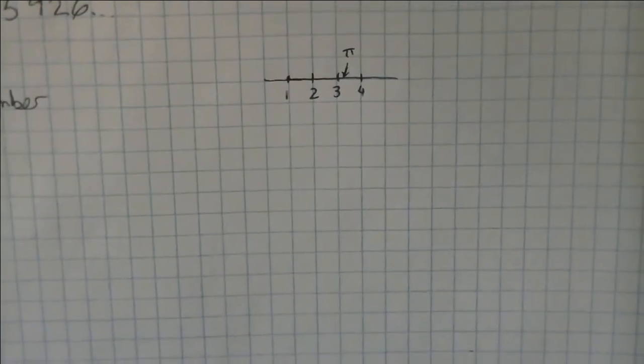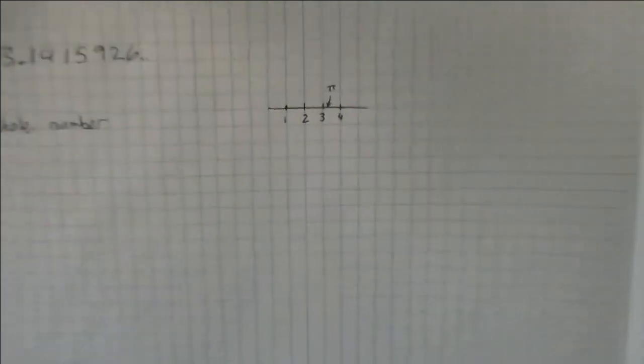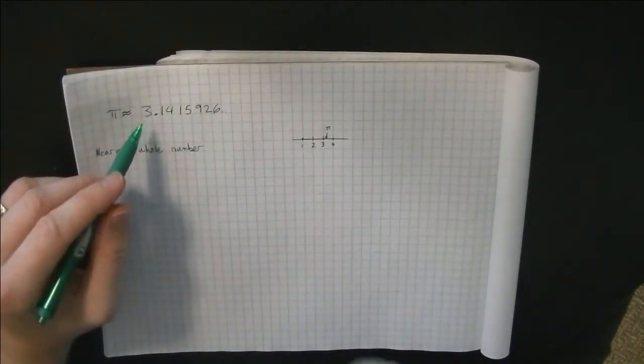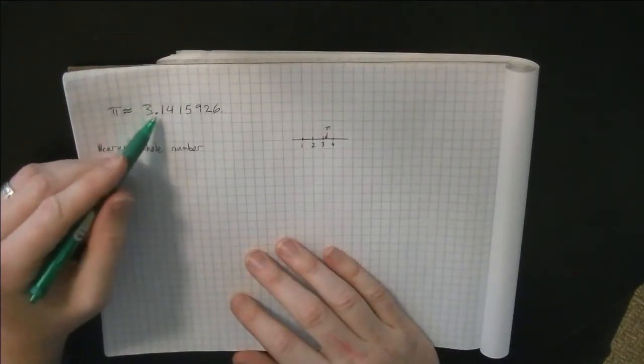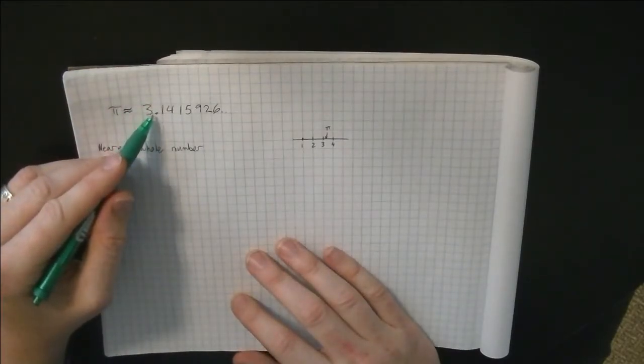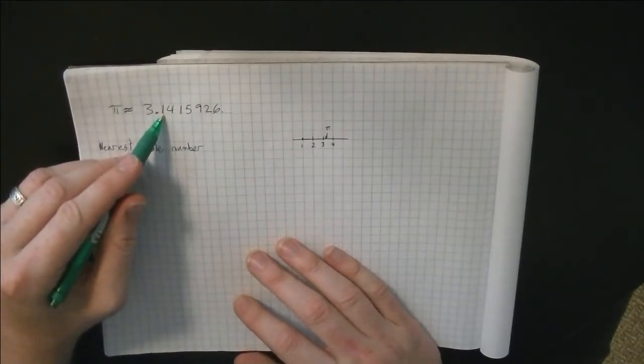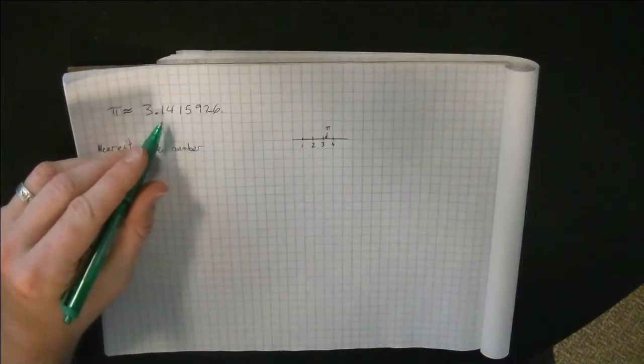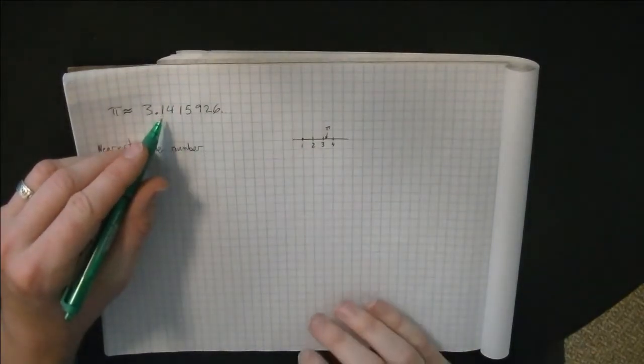Well, what you do is you look at the number itself and you say, okay, I'm looking at the nearest whole number, so that's currently a 3. And then you look at the next decimal place. In this case, it's the tenths column. And you see that in this case, it's a 1.